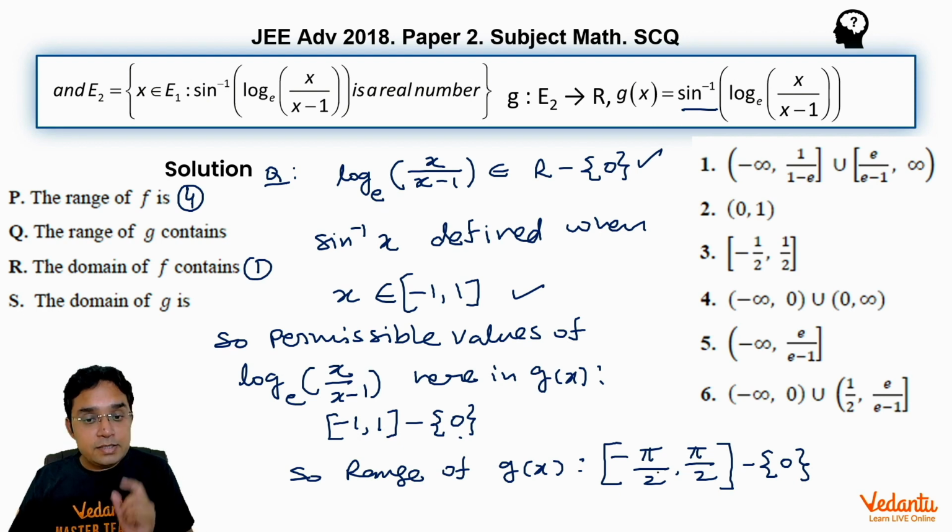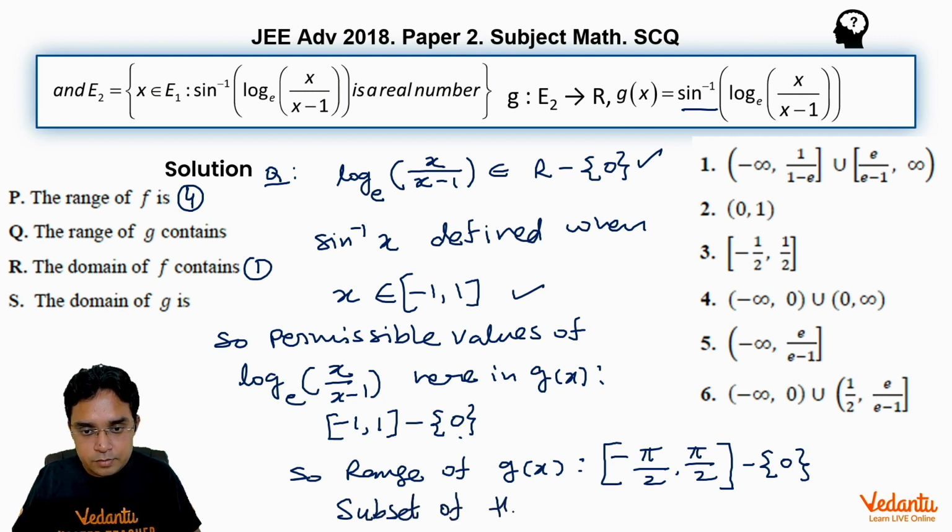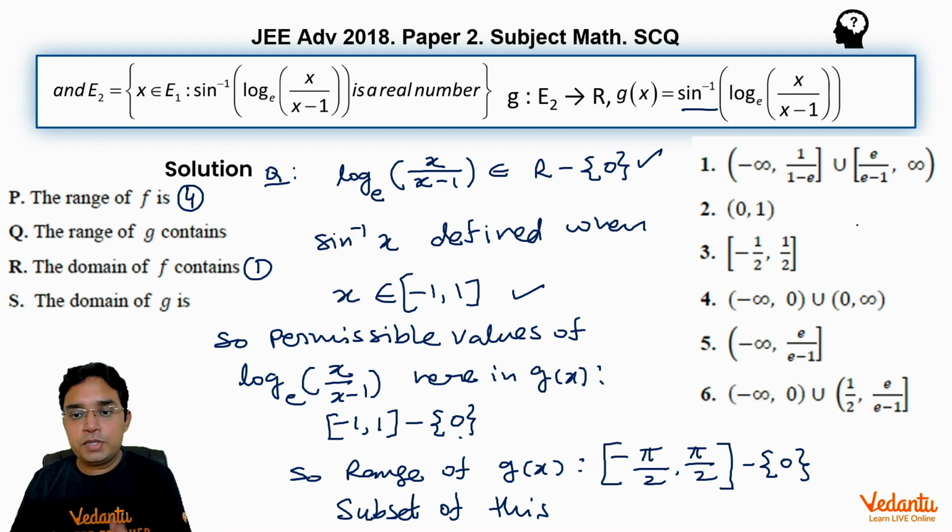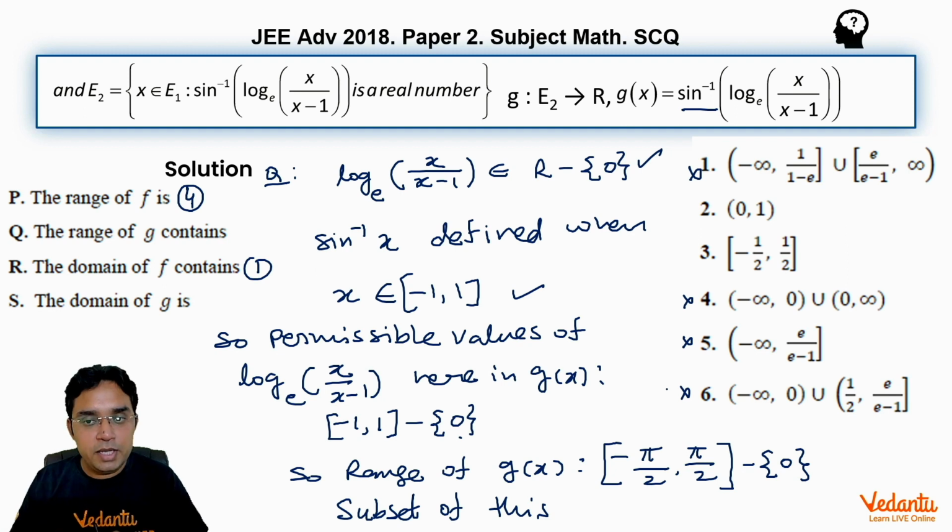But they're asking subset once again, because they're saying range of g contains. Okay, and you can check subset of this. I think no option can be a subset of this range which is having infinity or minus infinity in it. So 1 cannot be the answer, 4 cannot be the answer, 5 cannot be the answer, 6 cannot be the answer. 3 can also not be the answer because it contains 0, whereas here 0 is not there. So the only left out option is 2. In fact, you can check 0 comma 1 both side open bracket is definitely a subset of this. So the answer for this Q part should be 2.